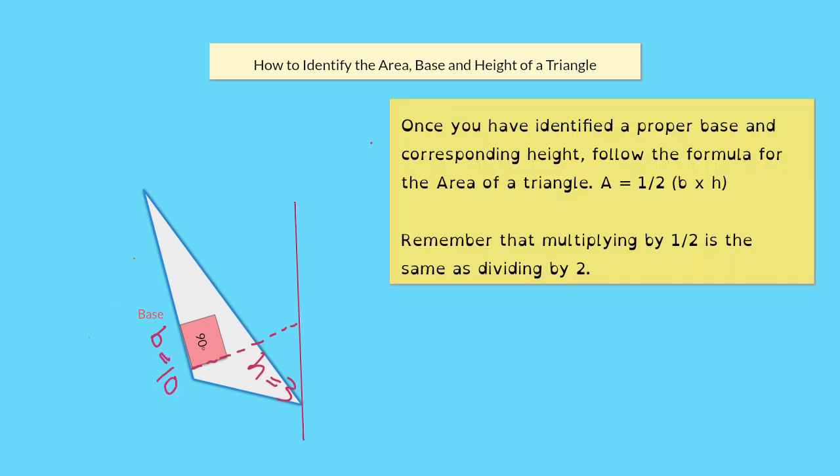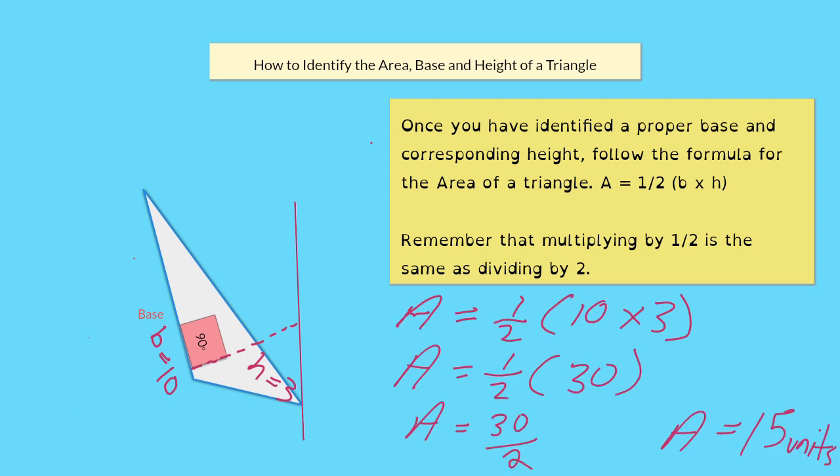Okay, so once you have identified a proper base and corresponding height, you follow the formula for the area of a triangle, which is area equals 1/2 base times height. Just as an example, let's say our base was 10 and our height was 3. What that would look like is area equals 1/2 multiplied by 10 multiplied by 3. We do what's in the parentheses first. So my base is 10, my height is 3. That's 10 times 3. All right, that's 30.